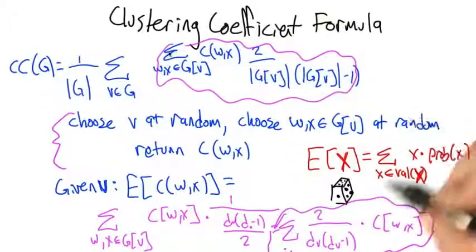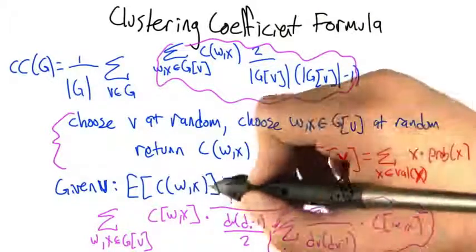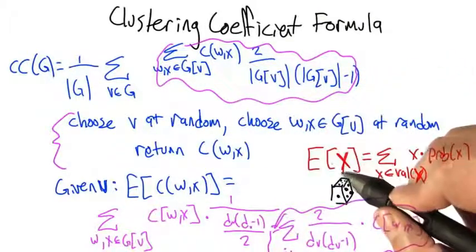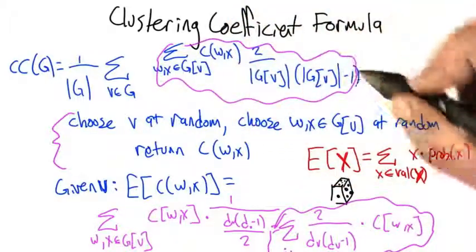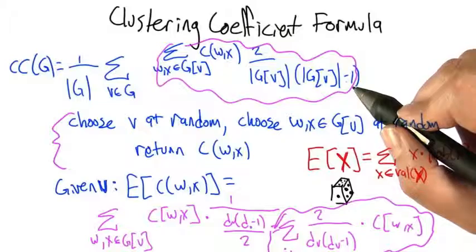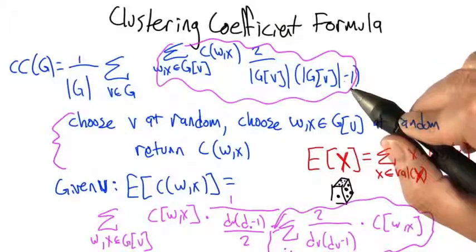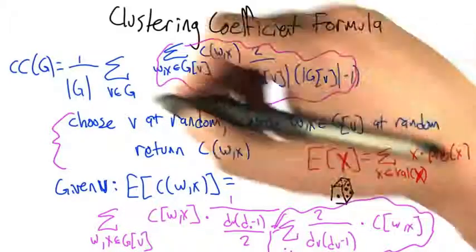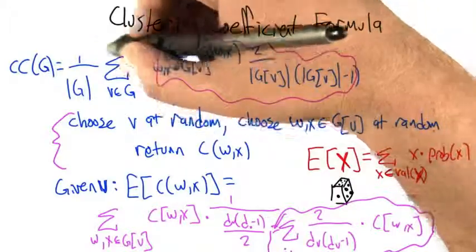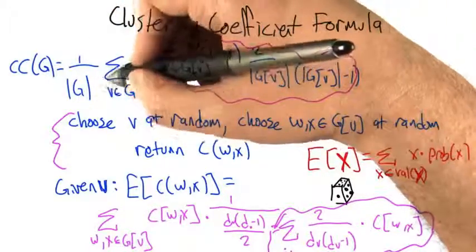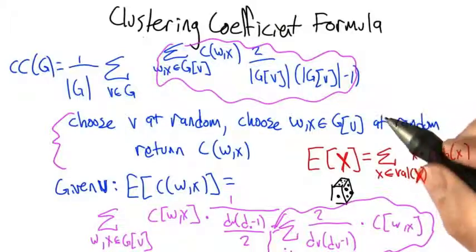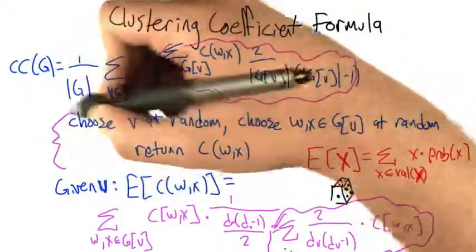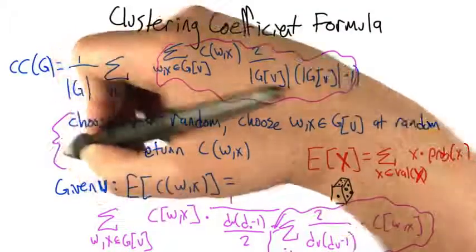But the thing that I would like you to realize is this is exactly this. So the expected value of randomly choosing a pair and checking if they're connected is the same as actually computing this particular piece of the clustering coefficient formula. And the same trick works in terms of the number of the vertices. So if the vertex is chosen at random, and then this quantity is evaluated for that vertex, the expected value of that is exactly the clustering coefficient.